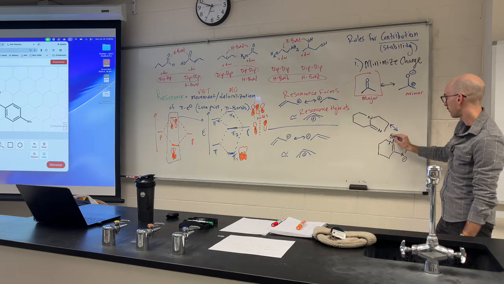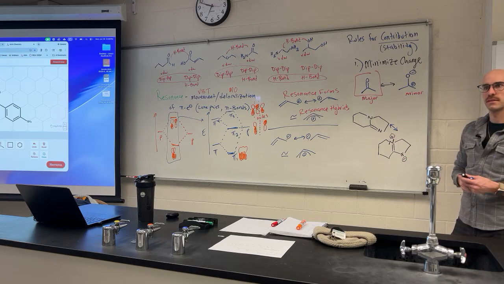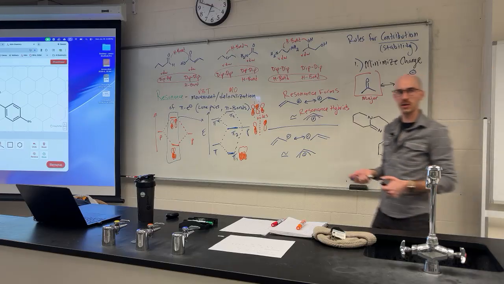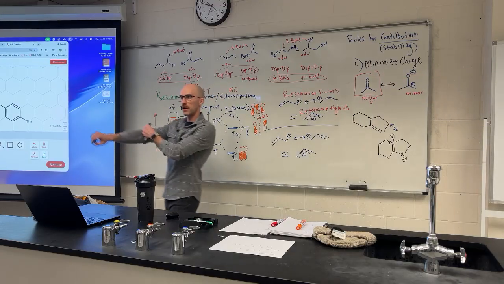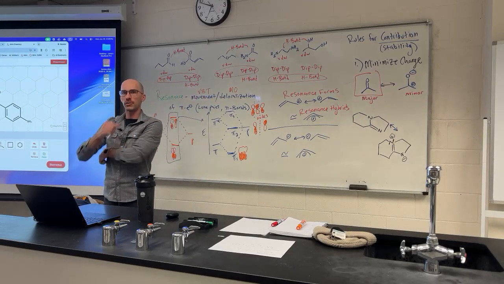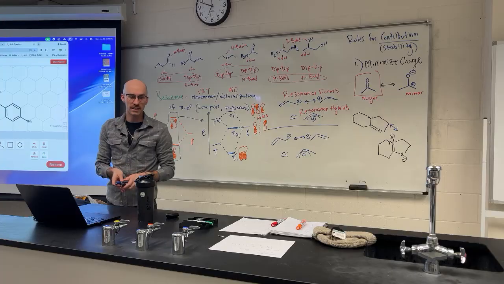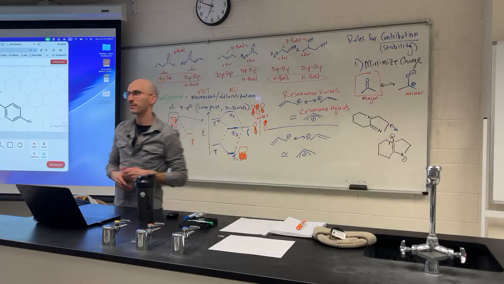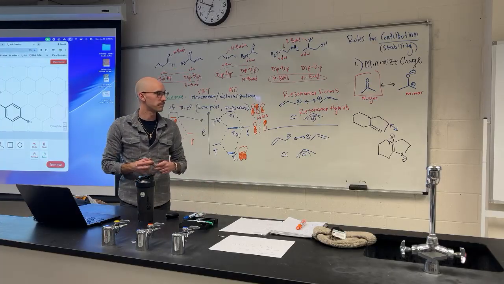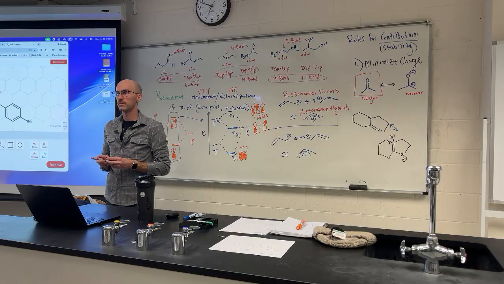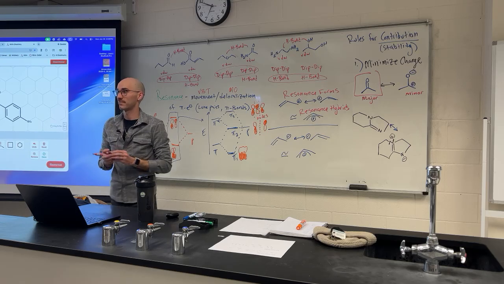Well, now I have charges. The top nitrogen has shared electrons to create 4 bonds, positive charge. The bottom nitrogen has now accepted electrons and only has 2 bonds, negative charge. So which of these is a more major contributor? Which of these is more stable? Top one, with no charges.